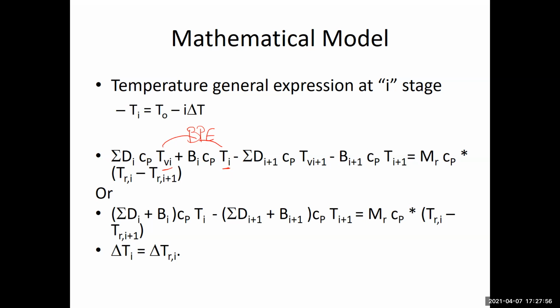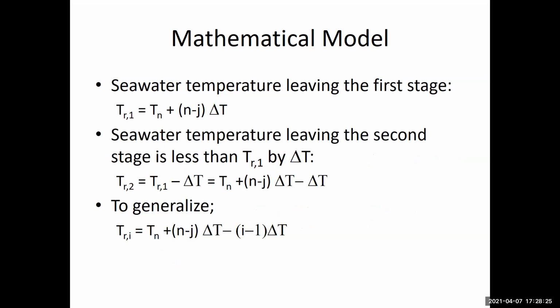But by doing that, we could take CPTI common, assuming that they are the same, and then we'll have sigma DI plus BI, which is nothing but the value of M dot R. And the same thing here. So that we have M dot R CP here and here and here. When we cancel them together, you end up with delta TI equal to delta TRI. This is a good approximation, and it's a simplifying one. Then, based on that, we could get the value of TR at any location. What is this?